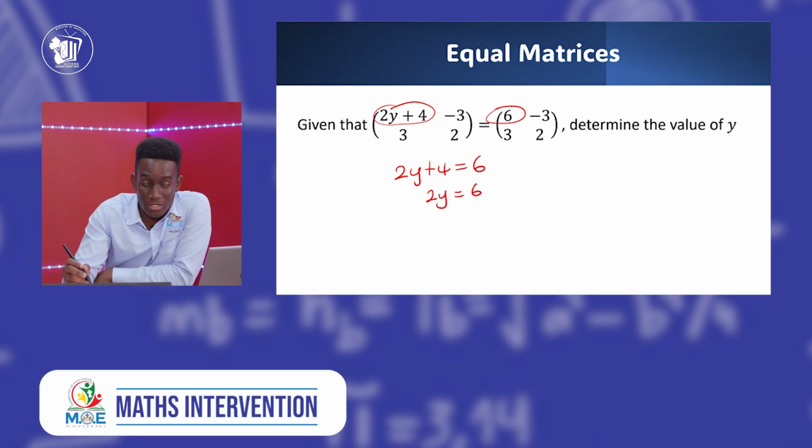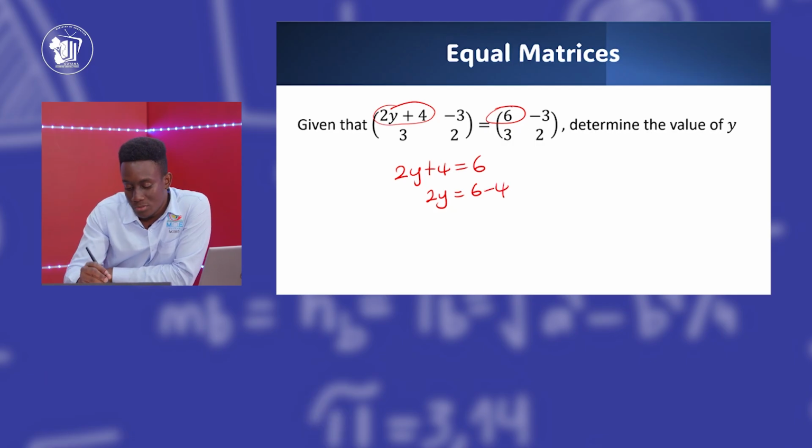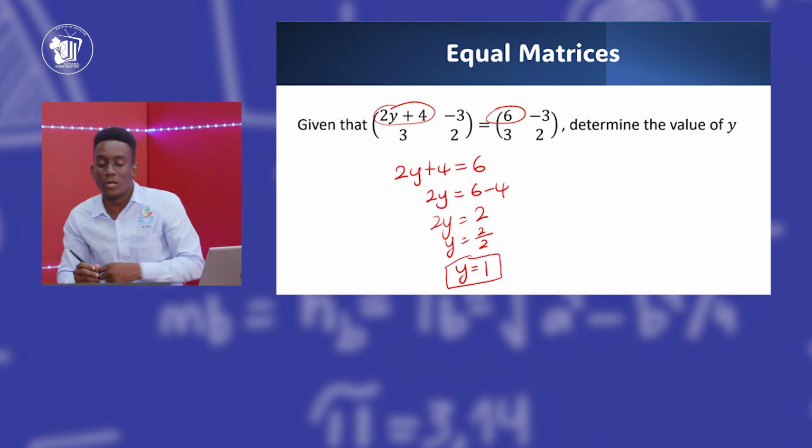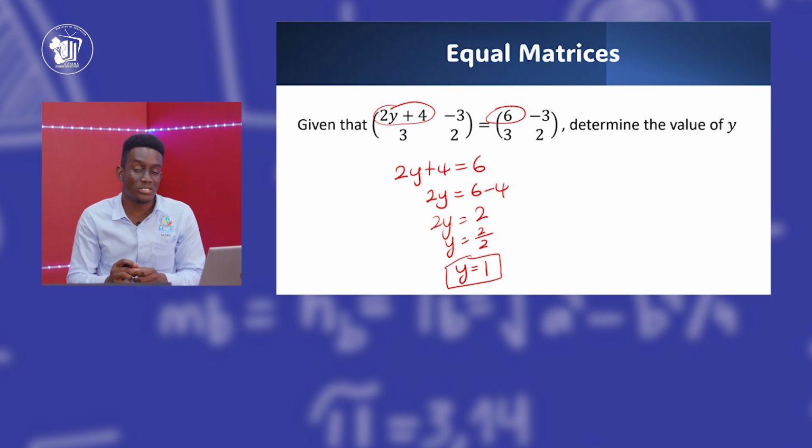When it goes over, it will do the opposite to what it was doing. Since it was adding, when we take it over, it will subtract. So you'll have 2y is equal to 6 subtract 4, which gives you 2. This 2 is multiplying the y, so when we take it over, it will divide. So y is equal to 2 divided by 2, hence y is equal to 1. So the value of y is equal to 1. And that is how we use the concept of equal matrices to answer questions.